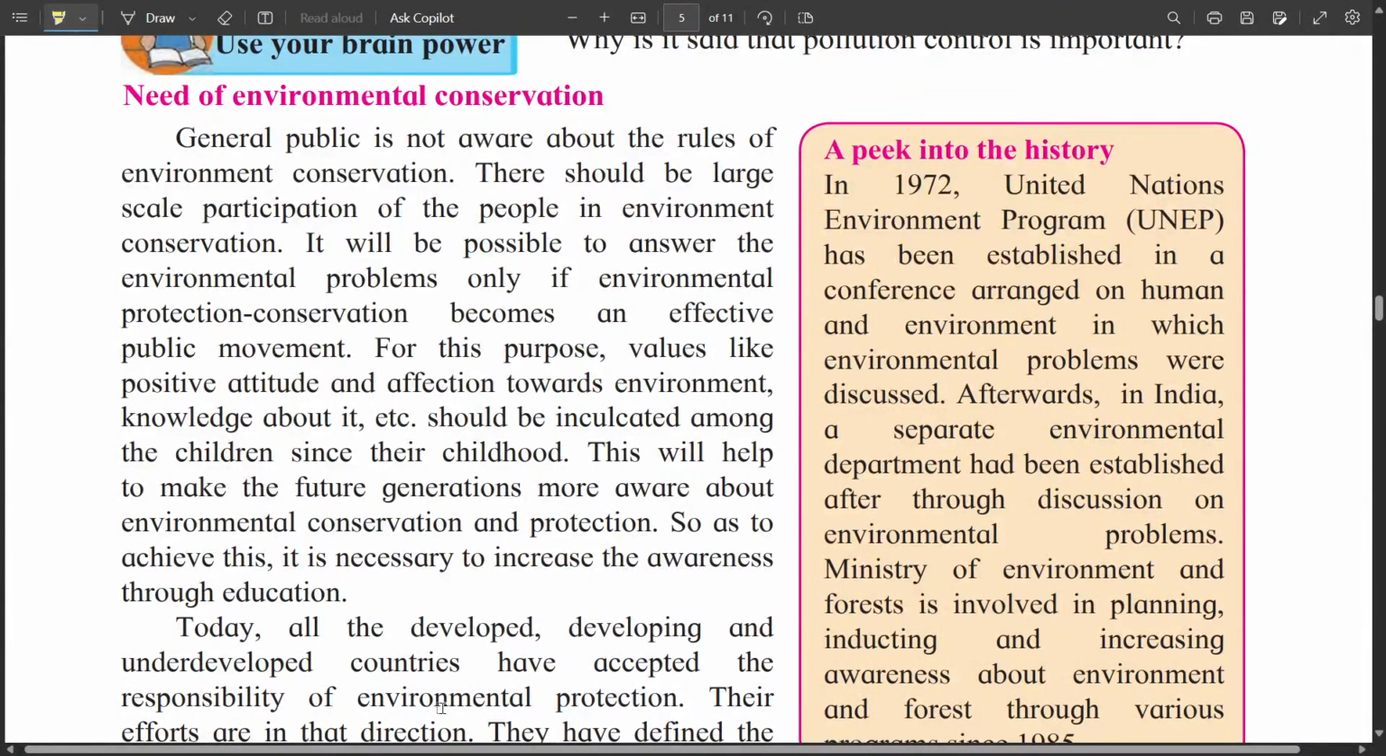The need for environmental conservation. The general public is not aware of the rules of environmental conservation. There should be large scale participation of the people in environmental conservation. It will be possible to answer environmental problems only if protection and conservation becomes a public movement. For this, values like positive attitude and affection towards the environment should be inculcated among children since their childhood.